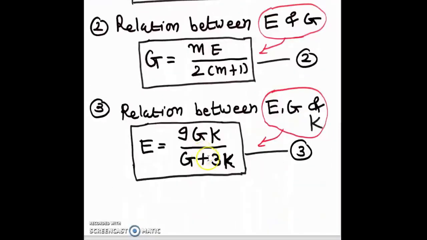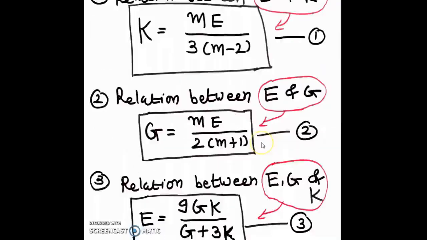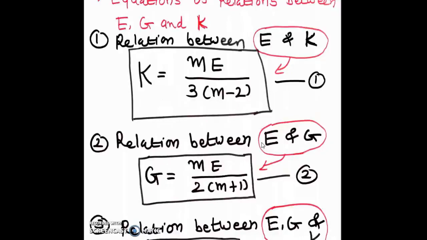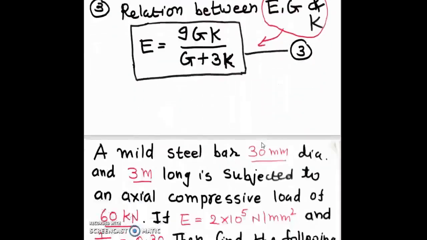Now the last relation, which develops the relation between the three moduli: Young modulus, shear modulus and bulk modulus. Capital E is equal to 9GK divided by G plus 3K. E is the Young modulus, G is the shear modulus and K is the bulk modulus. So by using these three relations, we can develop the relation between the three moduli.